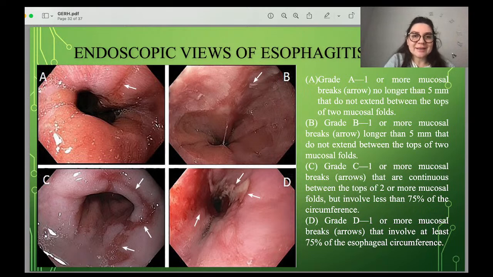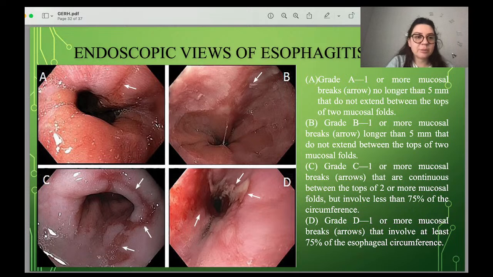On picture A, it is grade A: one or more mucosal breaks, you see it by the arrows, no longer than 5 mm that do not extend between the tops of two mucosal folds. You see grade A on picture 1. Picture 2, it is grade B: one or more mucosal breaks longer than 5 mm that do not extend between the tops of two mucosal folds.